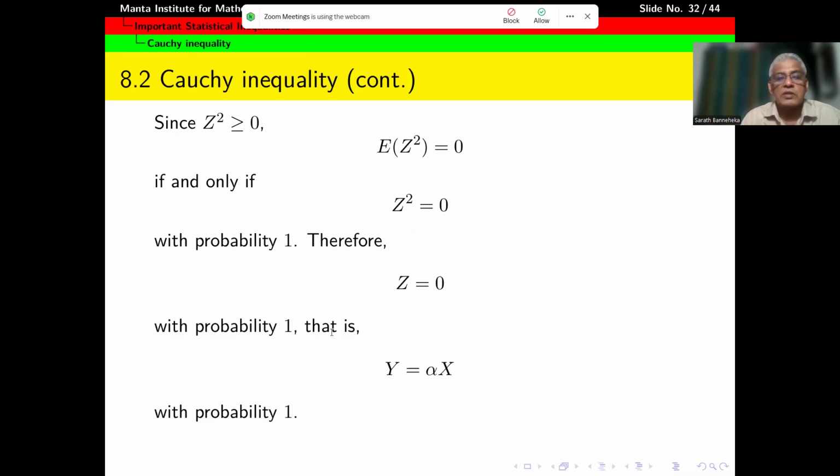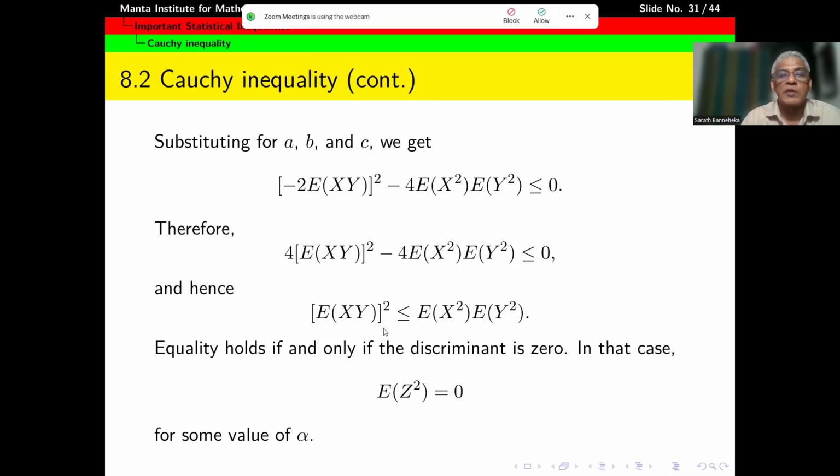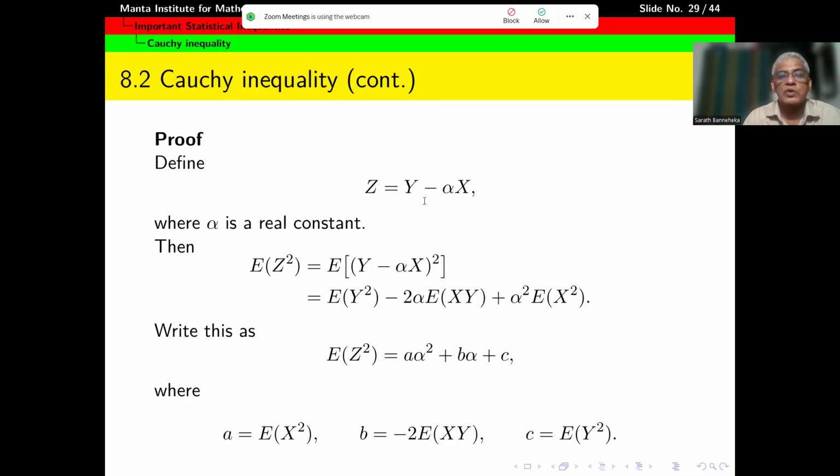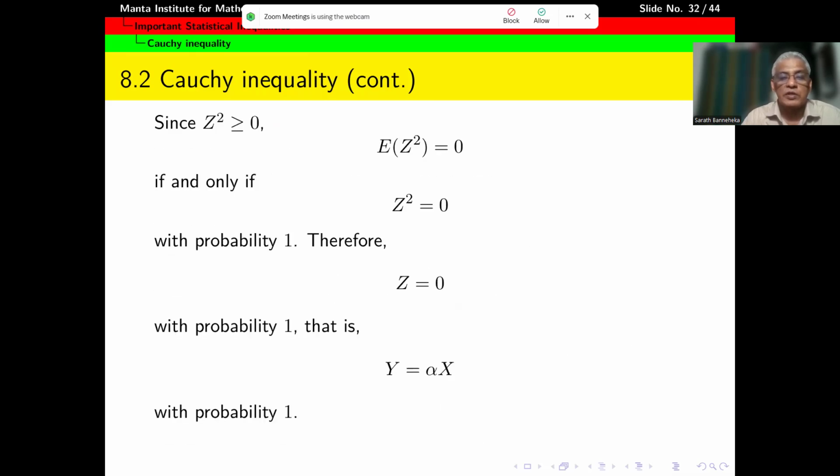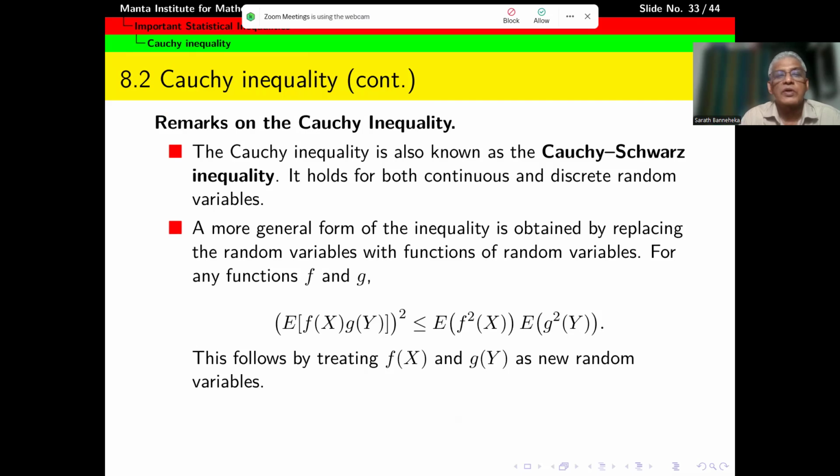Right? That is, y is equal to alpha x with probability 1, because we defined z to be y minus alpha x. So if this is equal to 0 with probability 1, y is equal to alpha times x with probability 1. So that means the equality in the Cauchy's inequality holds if and only if y is a constant multiplication of x. So that is the proof of the Cauchy inequality. Right.